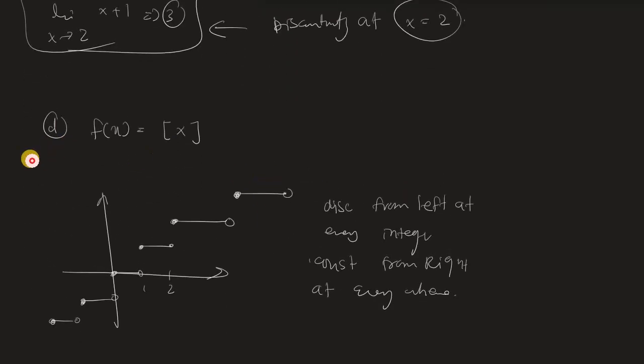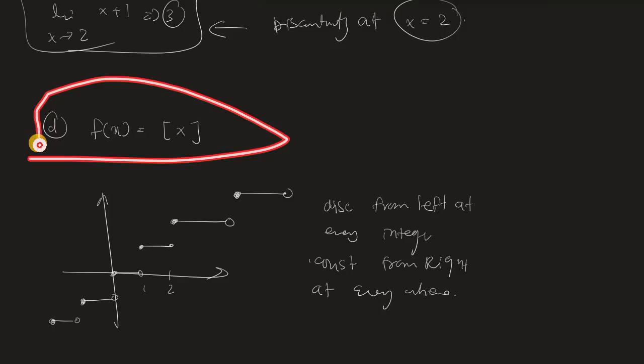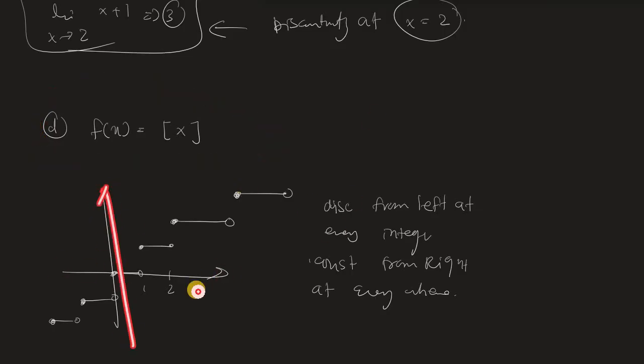Now we have this function over here, which is a greatest integer function. The greatest integer function, you draw it like this. Here there's a full dot and there's an empty dot over here. So there's a discontinuity over here, and then it is continuous from here. If you look closely at the left side, there is a discontinuity from the left at each integer: at 1, at 2, at 3, at 4, there's discontinuity everywhere from the left. So we'll go ahead and write discontinuity from left at every integer.